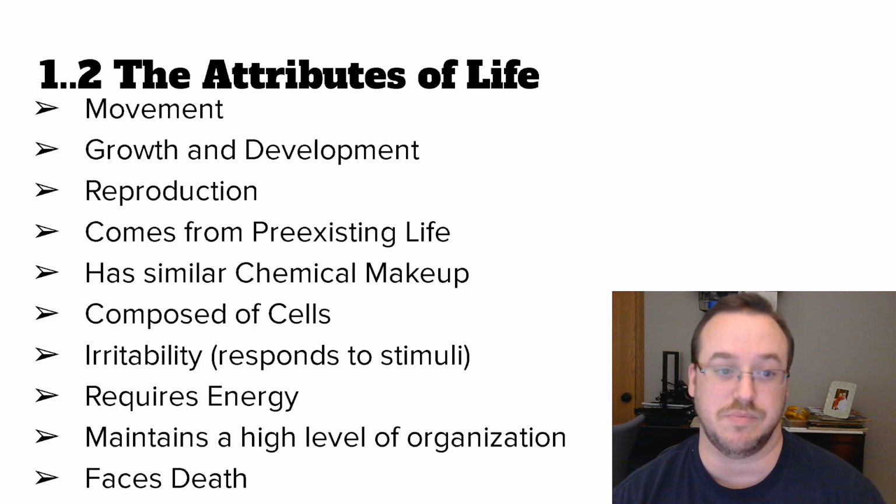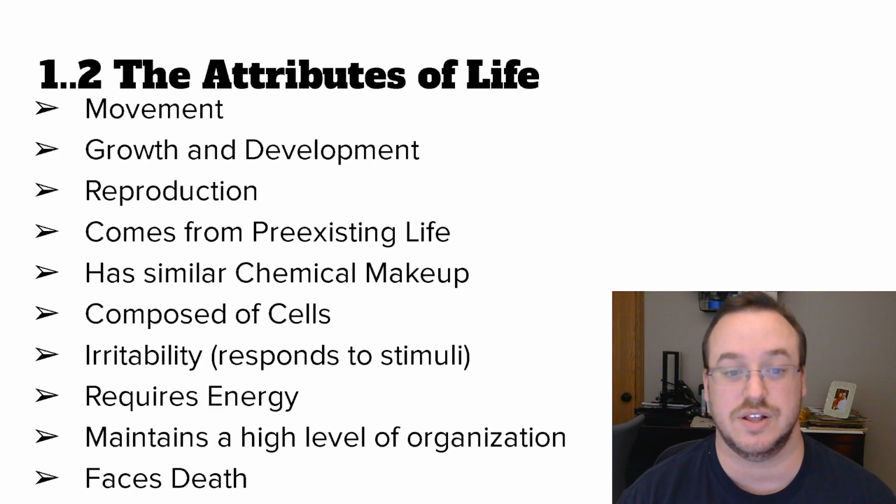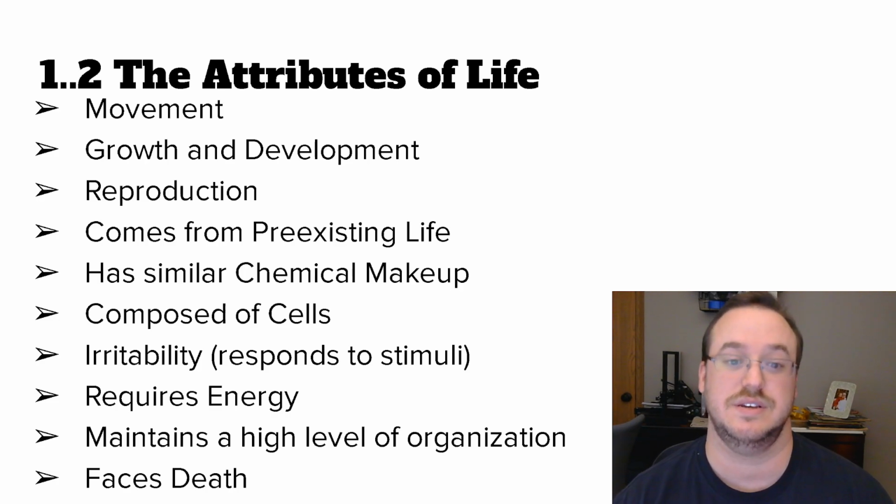Reproduction, it's able to make more of its species. That could be asexual, it could be sexual, it could be a few other things that we'll talk about later this year. Coming from pre-existing life. One of the things we're going to learn next unit is the cell theory: all living cells come from living cells. Everything comes from pre-existing life. It has to be born, cloned, made, something from that reproduction.